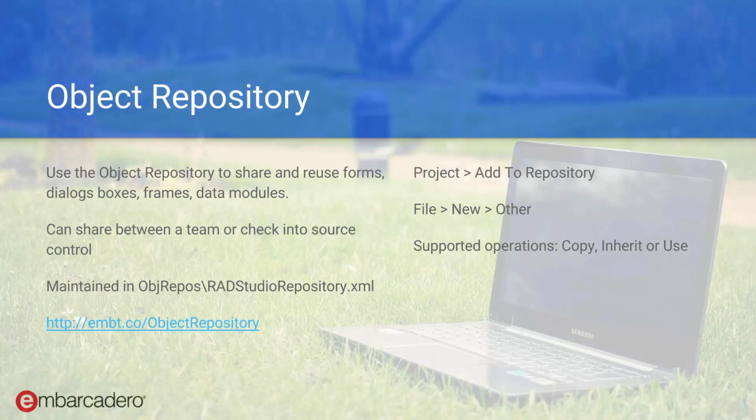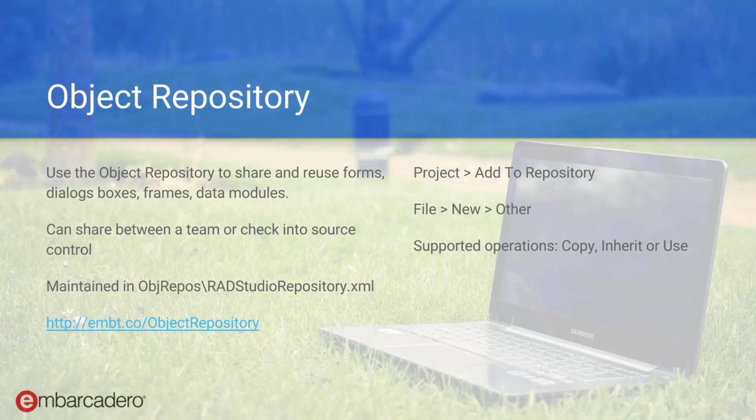What it does is it allows you to take a project and add it to a repository that can then be checked into source control, shared with others, or just used for your own purposes when you need to reuse frames, data modules, dialog boxes, etc. So you just add them to the repository, and then later you go File, New, Other, and you have a choice of either copying whatever you created and added to the repository, inheriting from it, which is very powerful, or using it, where you just reference it where it's at and use it in your project.